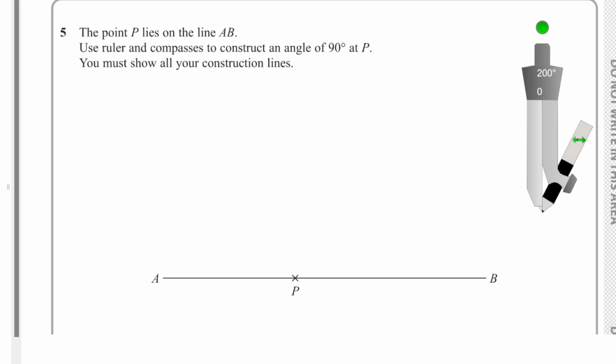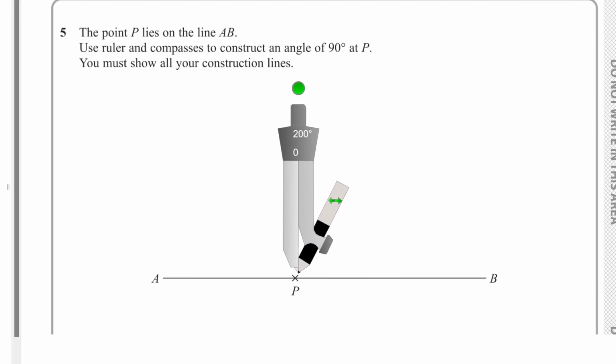Question 5. The point P lies on the line AB. Use ruler and compasses to construct an angle of 90 degrees at P. You must show all your construction lines. So we're going to pick up our compass and put the point of it at P, on the line AB.